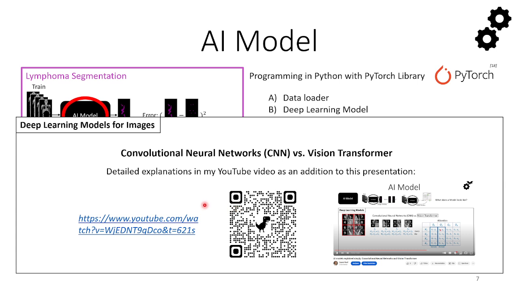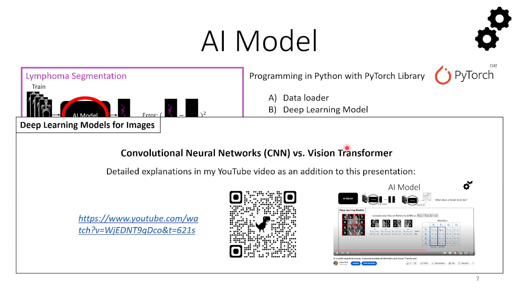If you're interested in which specific calculations happen in a convolutional neural network and in a vision transformer, and what the difference between those calculations is, then you can look into this YouTube video, and I hope this should also be shown now at the corner where you can directly click on it. There I go into detail on what calculations happen in those two models.